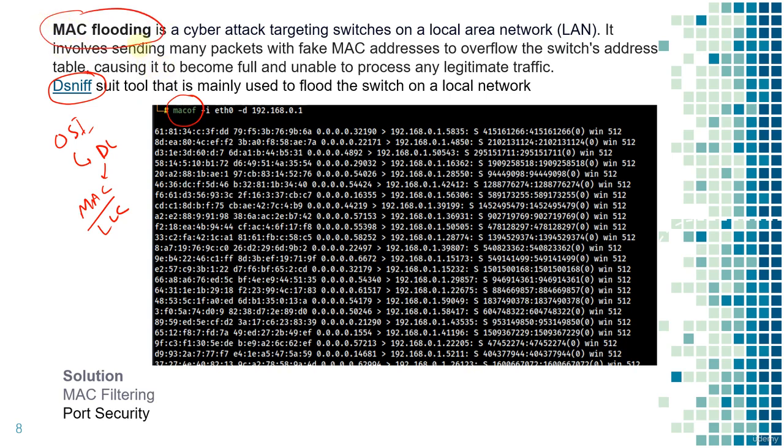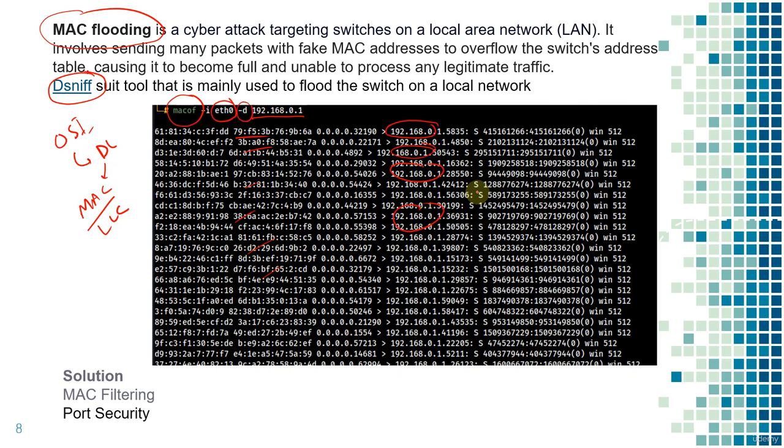As you can suggest from the name, it is going to flood the victim with so many random MAC addresses. As you can see over here, the syntax is macof, then it uses eth0 as the interface, and then it transmits to the destination 192.168.0.1, flooding many MAC addresses. So as you can see, we have tons and tons of MAC addresses heading to 192.168.0.1.